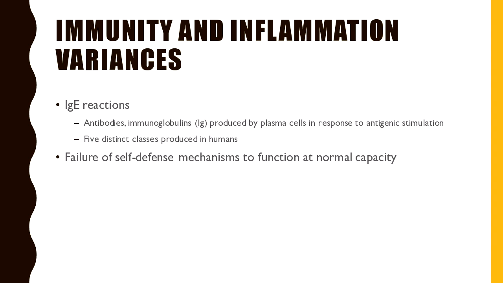IgA defends body surfaces against invaders. IgM increases production of IgG in acute infections. So IgM is the helper to IgG, and IgG crosses the placental barrier. IgE is responsible for immediate hypersensitivity reactions. And IgD, well, we're not sure exactly what it does, but we know that you have an IgD immunoglobulin.